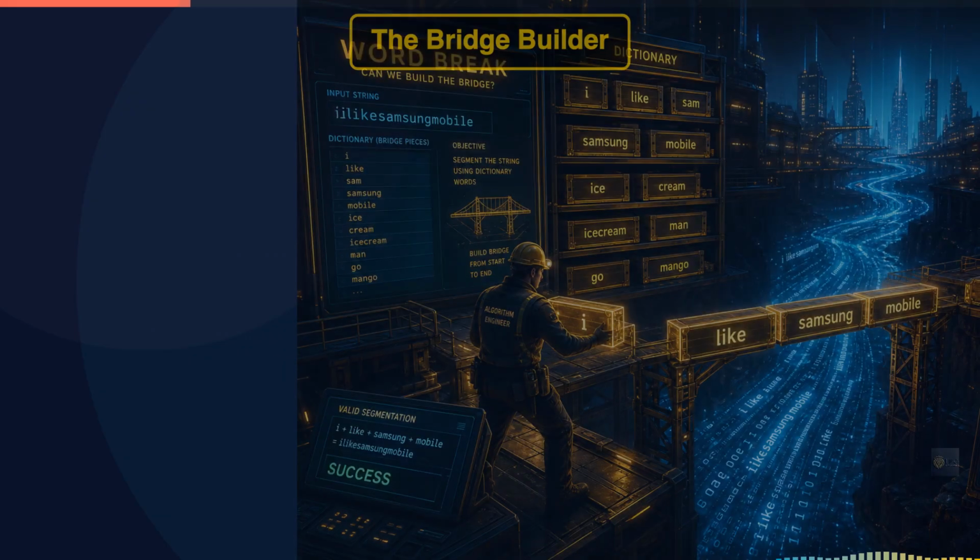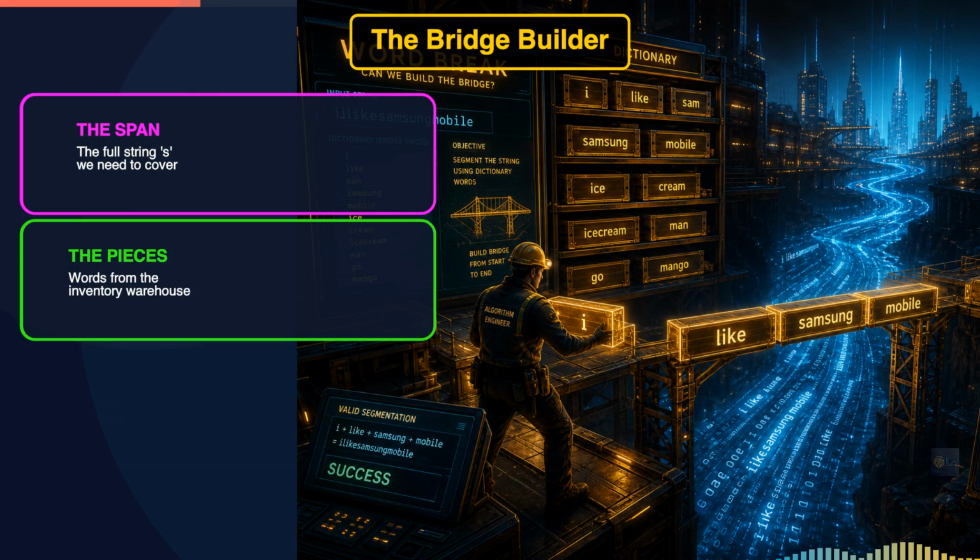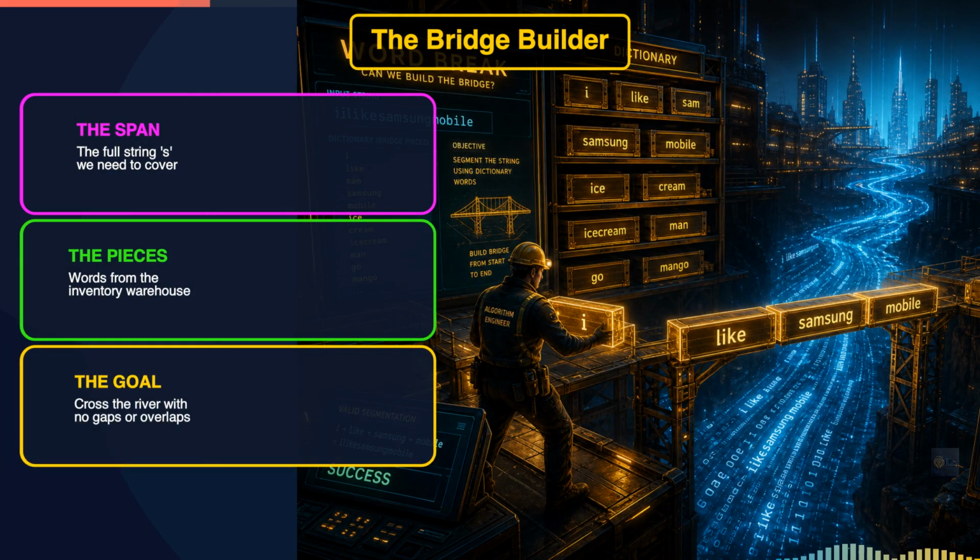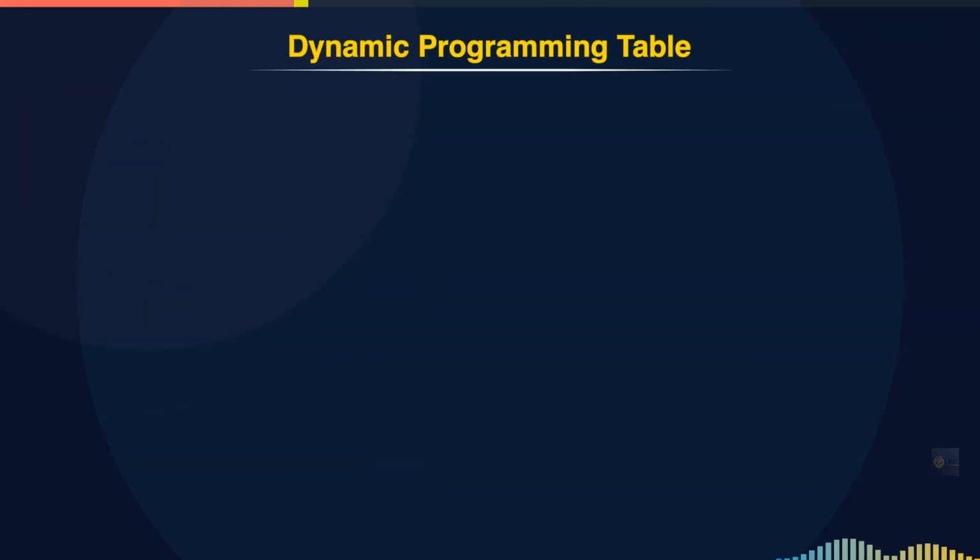Think of it like building a bridge across a wide river using prefabricated segments from a warehouse. The string S is the total span you need to cover. The dictionary worddict is your inventory of bridge pieces. You can only place a segment if its length perfectly matches a gap in the span and it exists in your inventory. If you can snap together pieces to reach the other side without any gaps or overlaps, you have successfully crossed the river. We will solve this using dynamic programming.